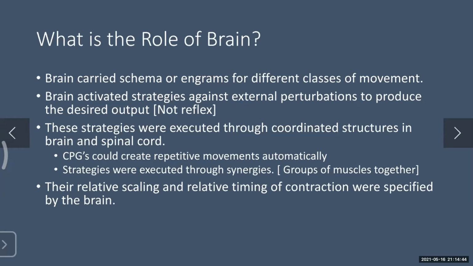So if someone pushes you a little bit, a little bit of muscles will work, right? The brain will activate a little bit of muscles. If someone pushes you more, then more brain activation will occur, right? And relative timing of contraction: in an ankle synergy, the ankle muscles come first, followed by the knee muscles and then the hip muscles. In a hip synergy, the hip muscles come first, followed by the knee muscles and the ankle muscles. So the relative timing of contraction was specified.